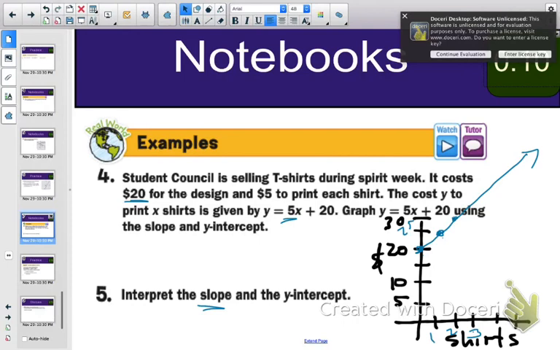And then your y-intercept, I kind of said this before, but y-intercept is your initial amount. So if you were to buy 0 shirts, it would cost $20 for the design. Okay, so that's what it means by interpret. Kind of just write it out in words in the context of the problem.